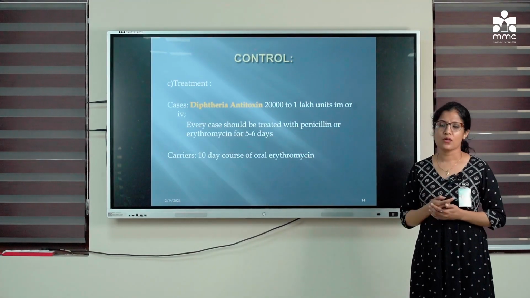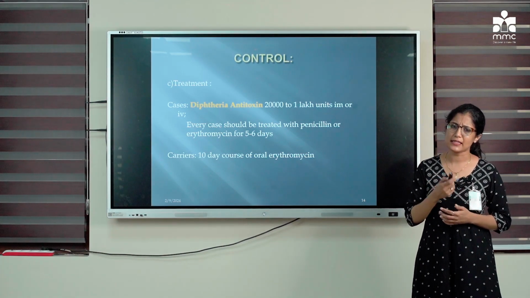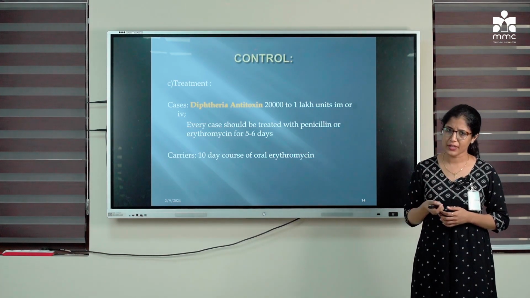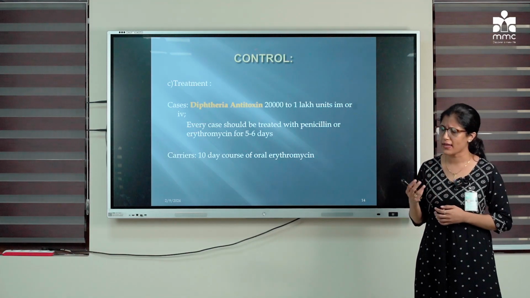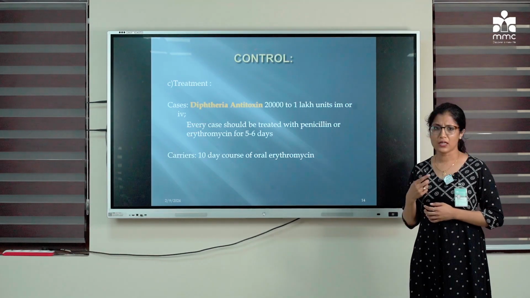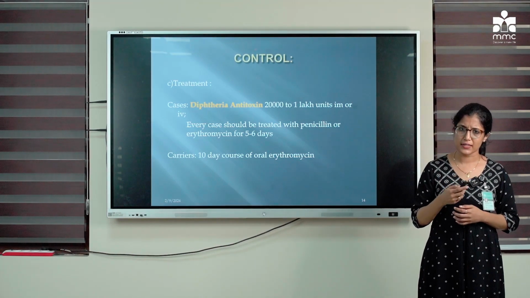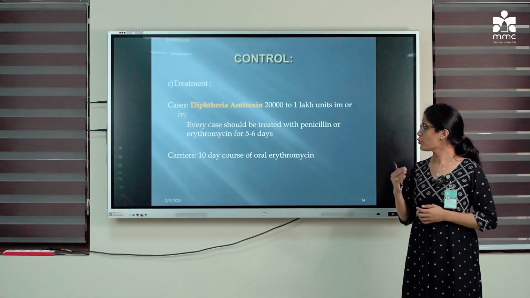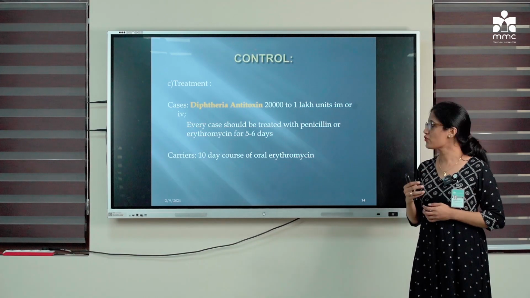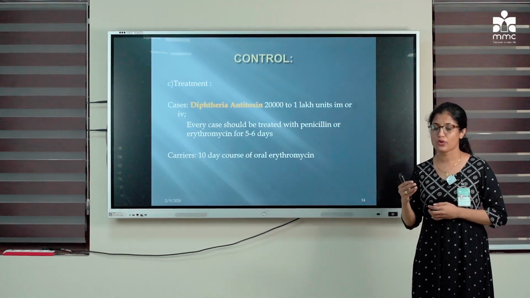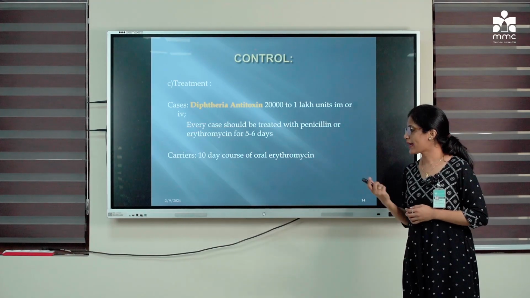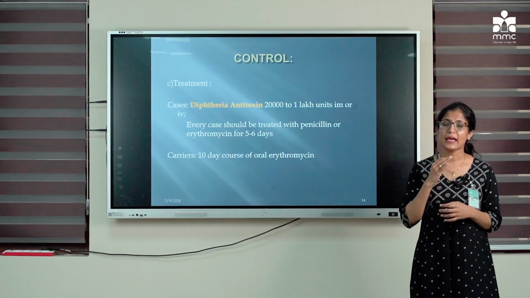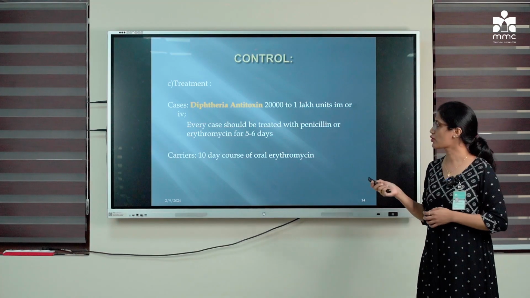Now the treatment. So for treatment in diphtheria cases, we can give the antitoxin in a dosage of 20,000 to 1 lakh international units, either intramuscularly or intravenously. In addition to that, every case should be treated with penicillin or erythromycin for a period of 5 to 6 days. Now for carriers, what do we give? We give a 10-day course of oral erythromycin.